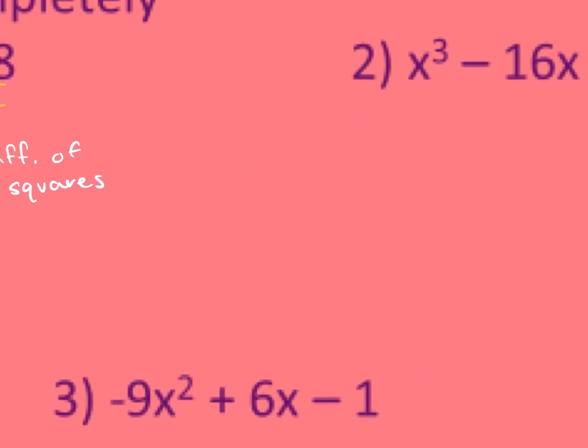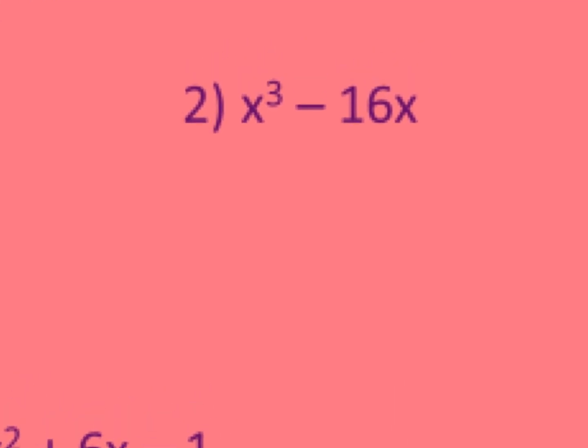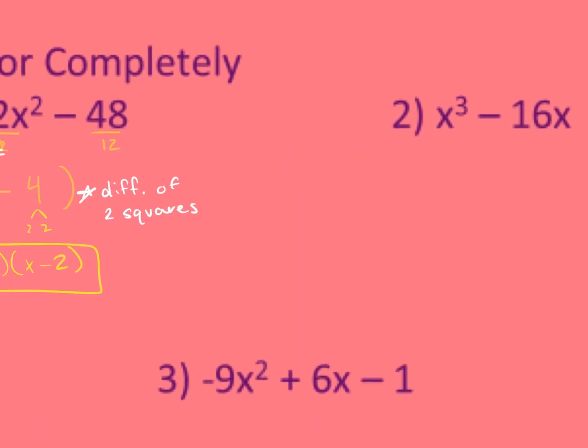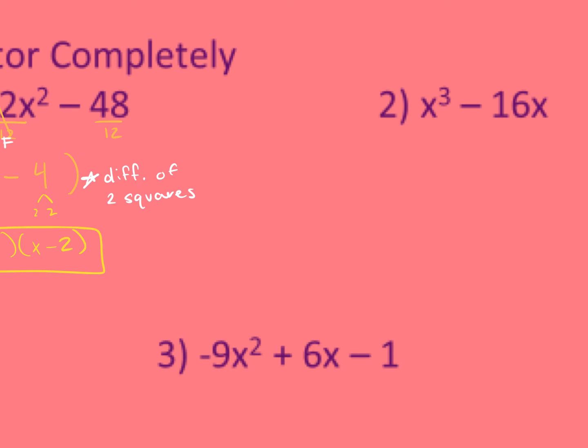All right, let's look at number 2. So what's the first thing I should do to factor? Do I have a GCF in number 2? Yeah, they both have an x, so I can take out an x. What am I left with when I take out an x? X squared minus 16. See, the x's here cancel.